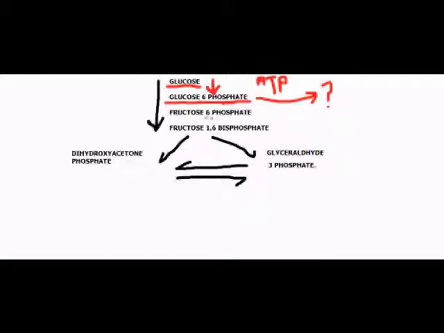The next enzyme to act on the glucose 6-phosphate is an isomerase, and the isomerase allows the production of fructose 6-phosphate. All this does is change the conformation. This is not a highly regulated step, so it's not important to really know about that. All you need to know is that there is a change in the conformational structure of glucose 6-phosphate to form fructose 6-phosphate.